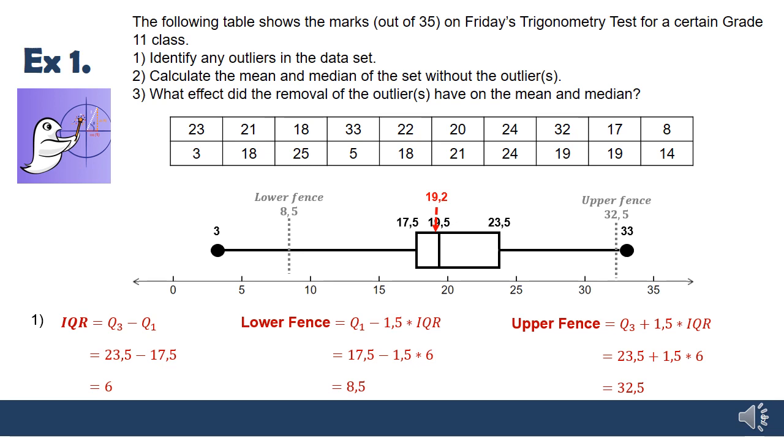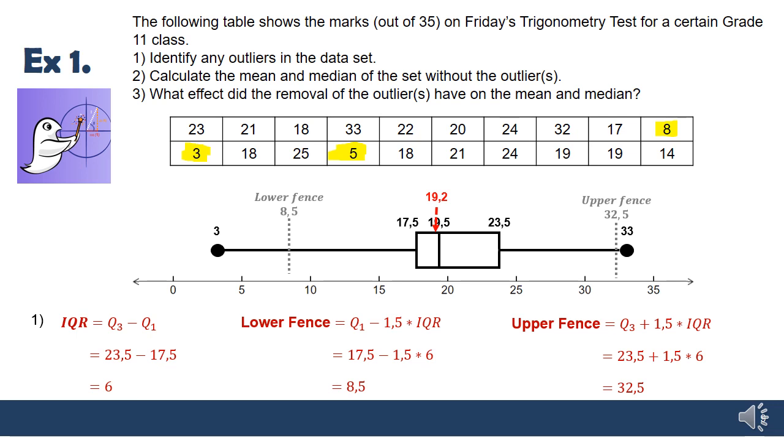So anything below 8.5 is an outlier. So let's try and highlight those ones. Anything below 8.5, so scanning the data, here's an 8, so that's below 8.5. There's a 5, and there's a 3. So all of these are outliers.